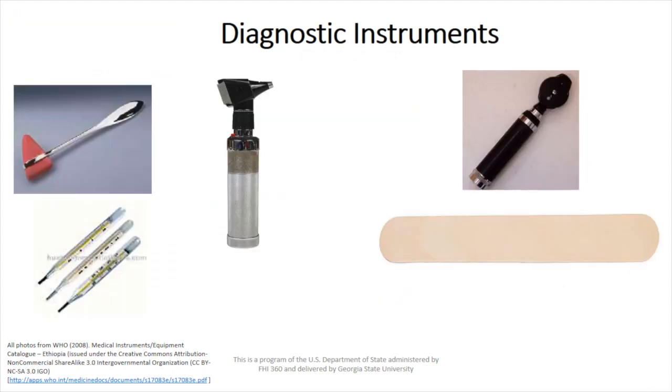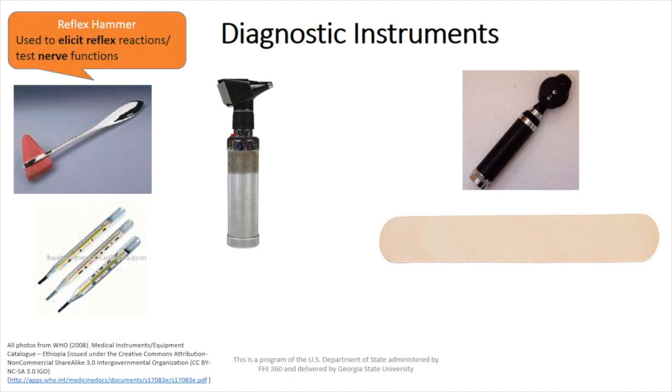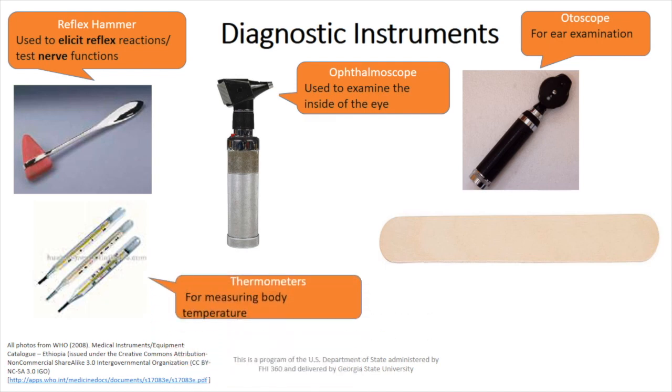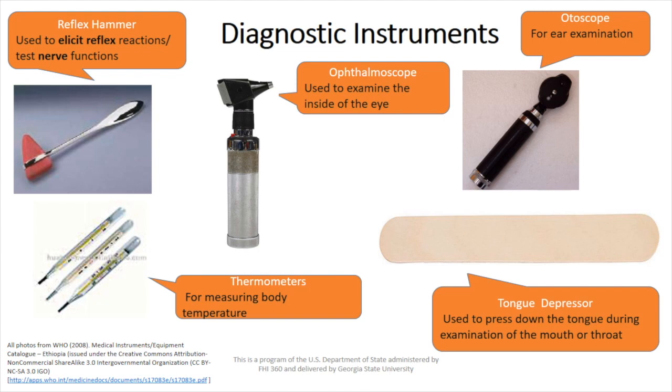And then here is a second set. Over here we have a reflex hammer used to elicit reflex reactions or to test nerve functions. We have an ophthalmoscope used to examine the inside of the eye, the otoscope for ear examination. We have thermometers here for measuring body temperature, you know those. And we have a tongue depressor here used to press down the tongue during examination of the mouth or the throat.